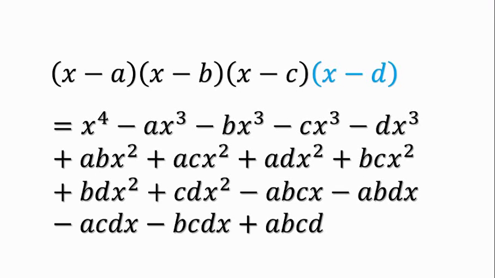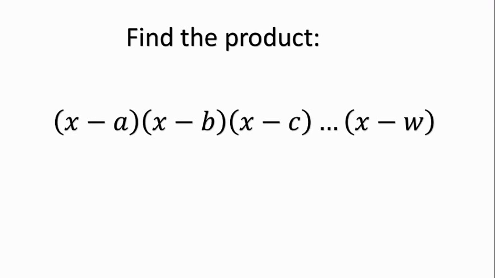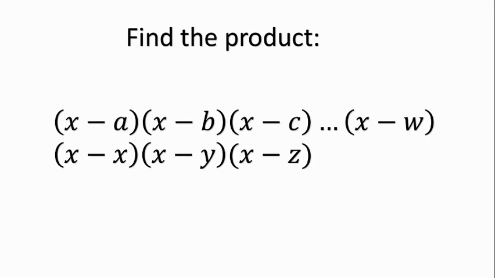Now, if we multiply the next factor, which is x minus d, notice that we will get 16 terms. So indeed, it looks like we are dealing with an impossible product here. However, if we look closely into the pattern formed by the factors, we will get to a factor that says x minus w, x minus x, x minus y times x minus z, right?